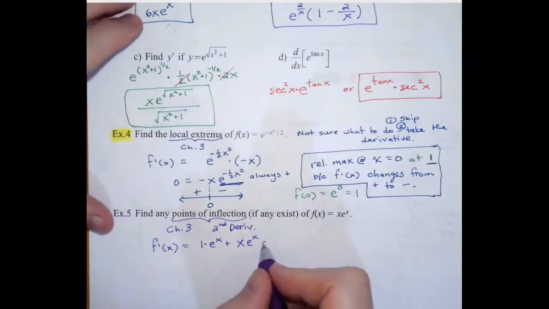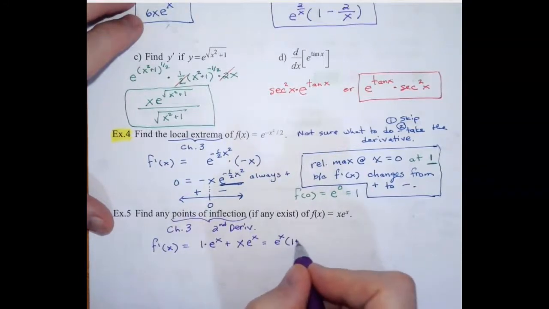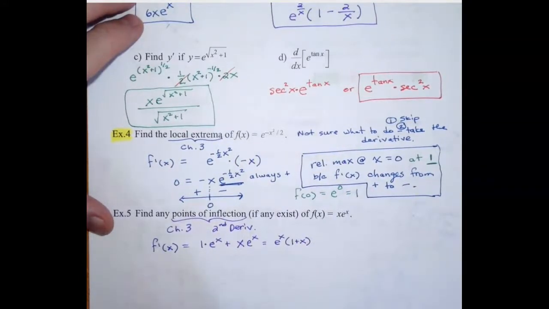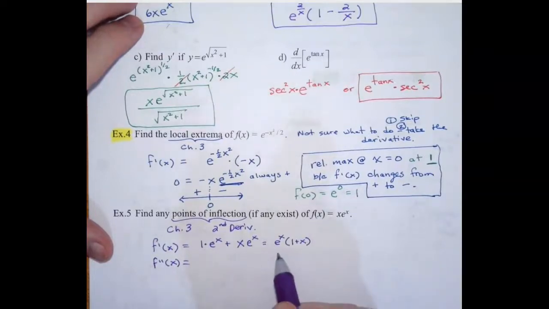Try to decide if I want to work with that a little bit more. I could factor out an e to the x, and then I just have 1 plus x. See how that treats us. Now we need the second derivative because we saw inflection in the problem. So if we take the derivative of this, the derivative of that is e to the x. So I thought maybe that would be easier, but it looks like it's not going to be really. So the derivative of e to the x is just e to the x.